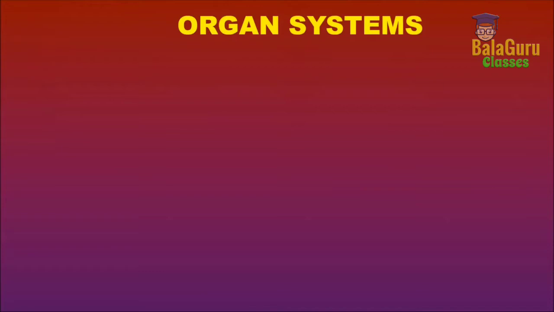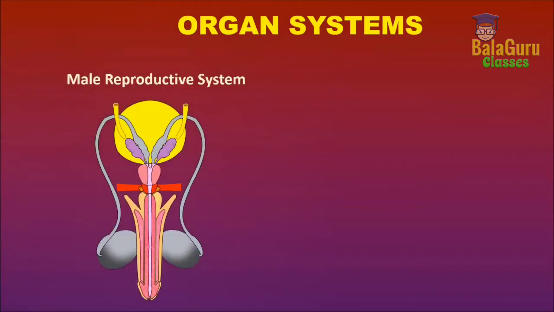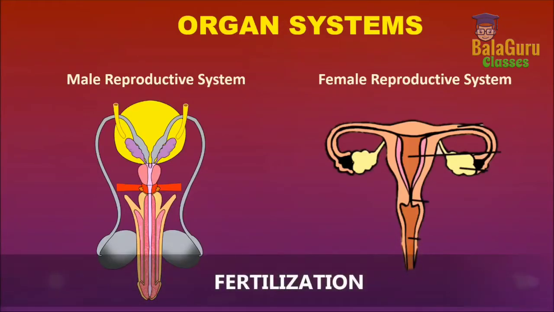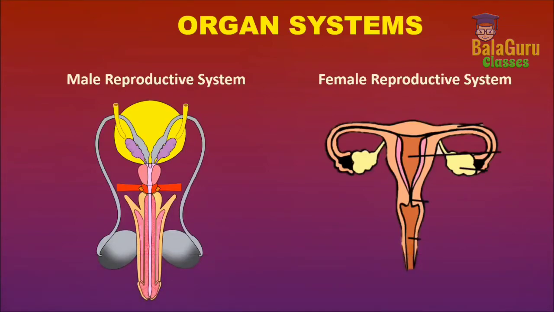In mammals, there are two types of organ systems to undertake the process of reproduction. For example, in human being, there is male reproductive organ system and female reproductive organ system. The male reproductive system produces sperms, whereas the female reproductive system produces the eggs. The sperms fuse with the eggs to form zygote. This is called as fertilization. The zygote develops into embryo and further it develops into the young one.